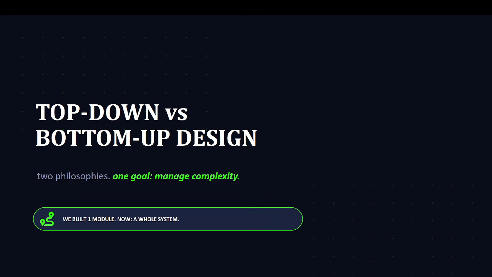And the second you are dealing with something that big, a genuinely important question shows up. Where do you even start? Do you start by describing the whole system and work your way down into the details? Or do you start with small pieces you already trust and build your way up? Today, both answers. This is the top-down versus bottom-up design methodology. And by the end of this video, you will know exactly which one to reach for and when.